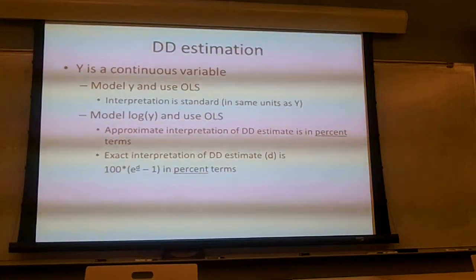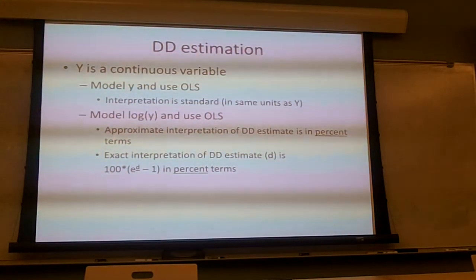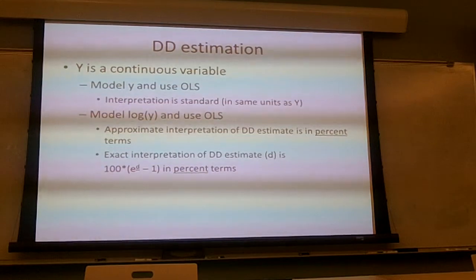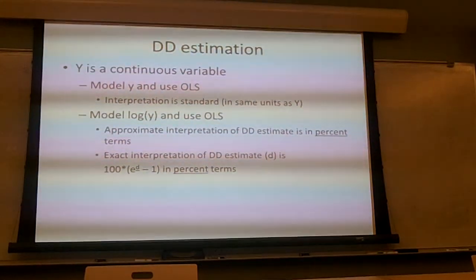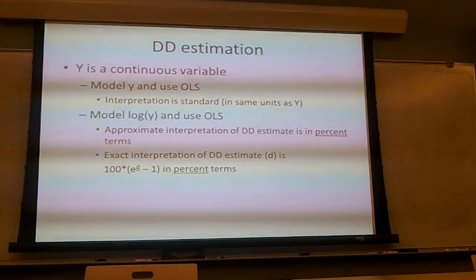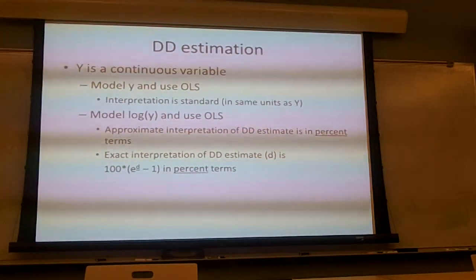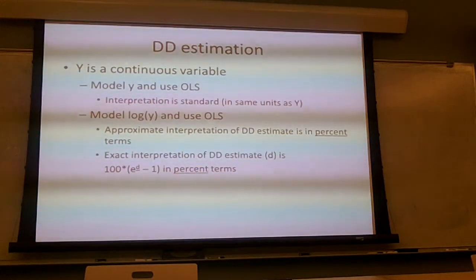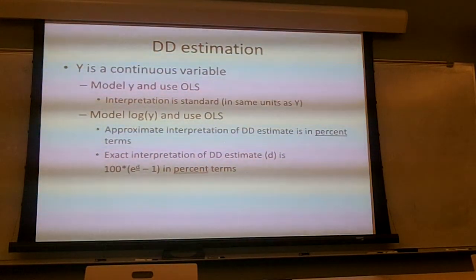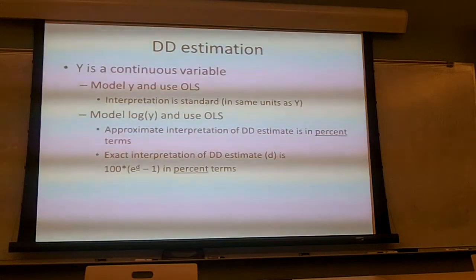So a 1 unit increase in x is associated with a D percent change in the outcome y. In general, be careful when you start logging your dependent variable. You get into some other issues, but I'm not going to tell you what they are.